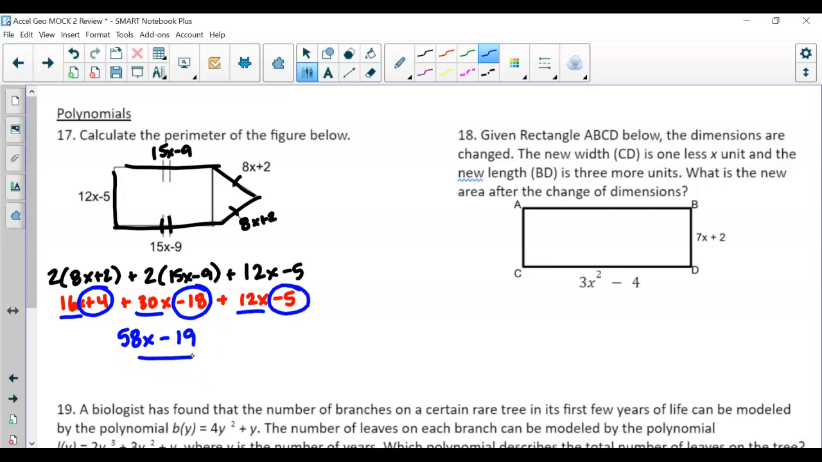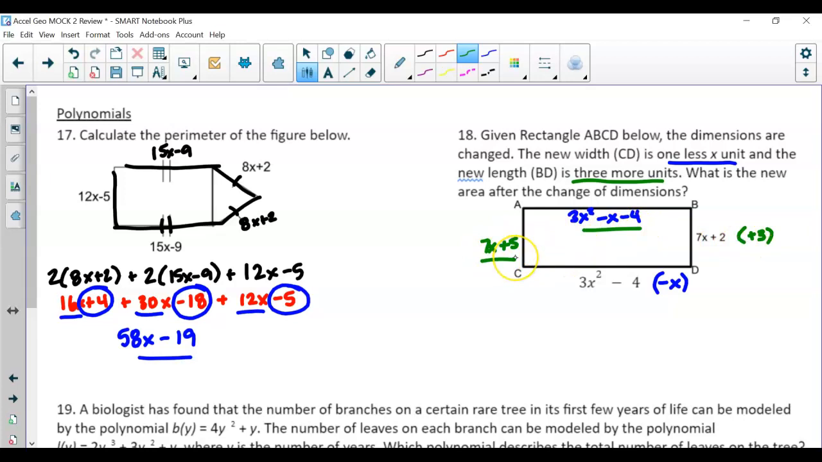Now 18, we're changing the dimensions. The new width CD is 1 less x unit, so we're subtracting x from our width. And we are adding 3 more units to our new length, BD. So if we were to combine like terms, our new width is 3x squared minus x minus 4, so that it's in standard form because we have no like terms to combine. However, for the length, we now have 7x plus 5 from 2 plus 3.